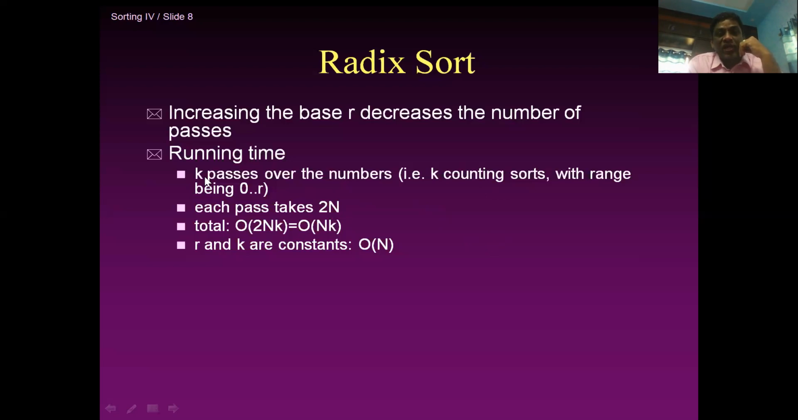Therefore, there are k passes required, and each pass requires 2n time. The total time complexity is big O of 2nk. Assuming that 2 and k are constant, the time complexity is going to be big O of n. So the time complexity of Radix Sort is big O of n.